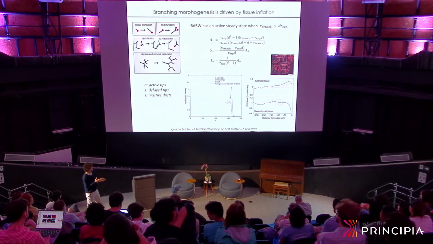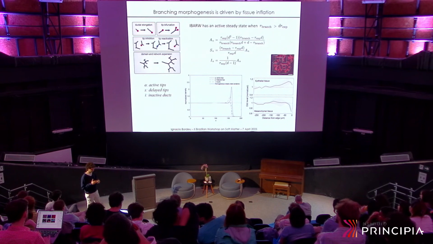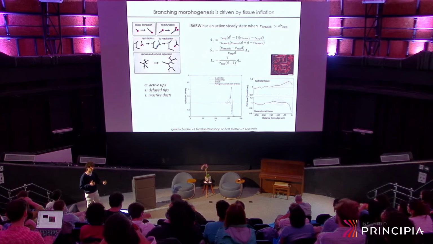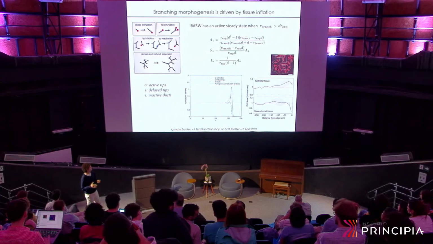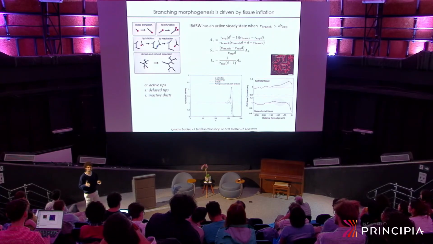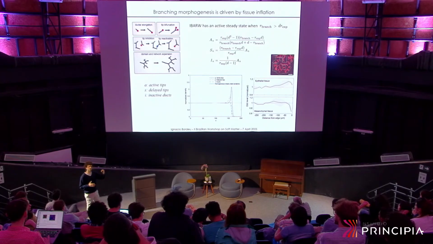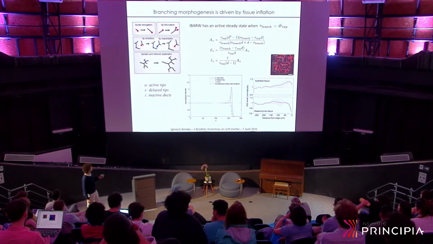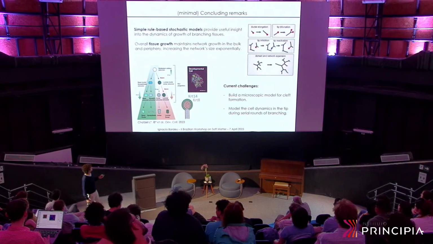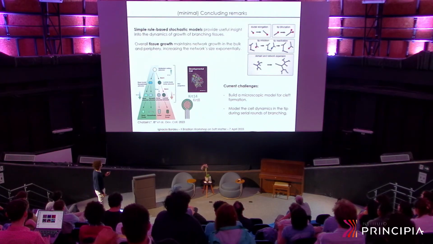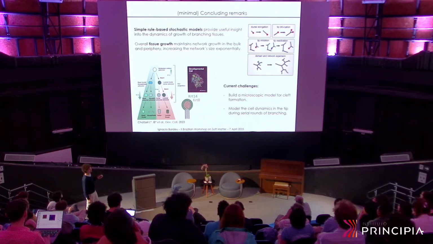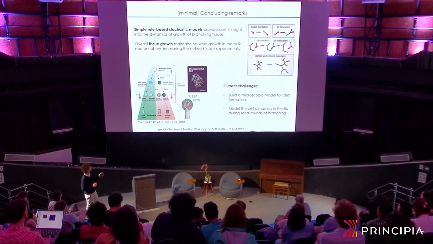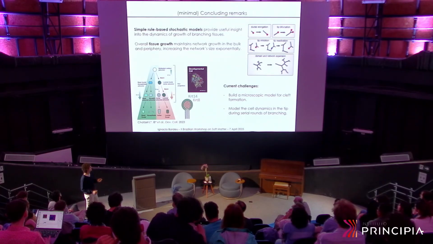So now we have a very simple extension of our model that is able to capture both the topological and morphological features of the tissue, which is quite remarkable thinking back on the complexity of what's actually going on in the tissue. So I want to finish with a few remarks. These are just some minimal concluding remarks. I hope you take something home. It doesn't have to be this, but something.